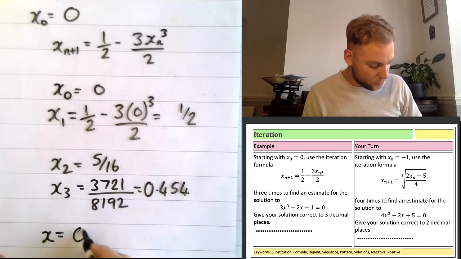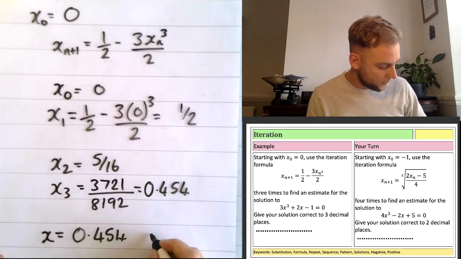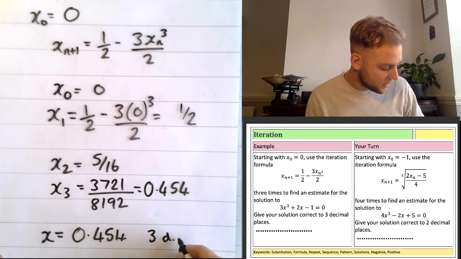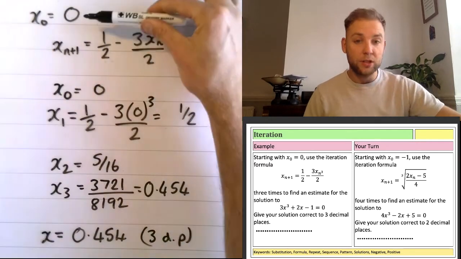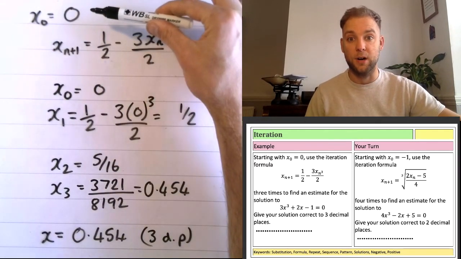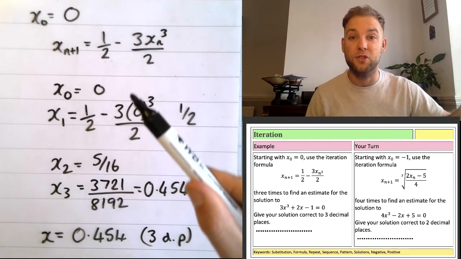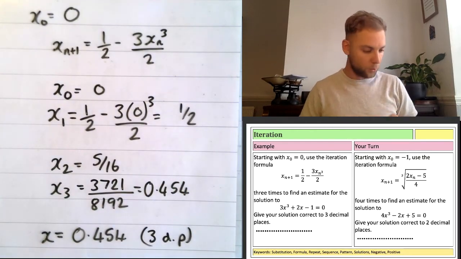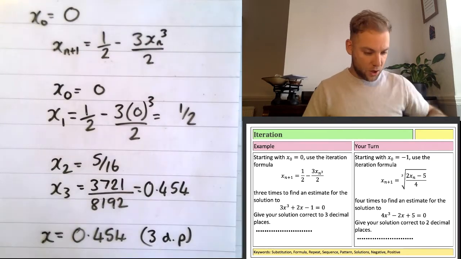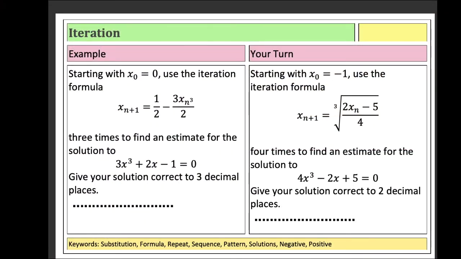So I'll say that x is equal to 0.454 to 3 decimal places. Brilliant. Super. So I started off with my first term, which is 0. I used the iteration formula, which is a half minus 3 times my previous term cubed divided by 2. Remember, this is equal to our answer button. Brilliant. So, again, I'm going to say pause now and have a little go at that one on the right-hand side.